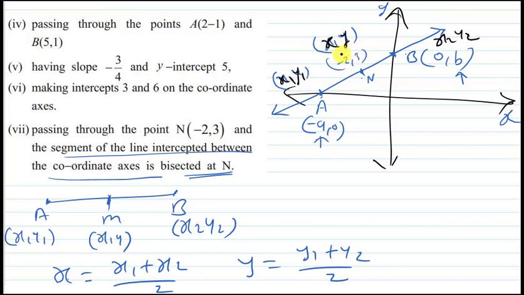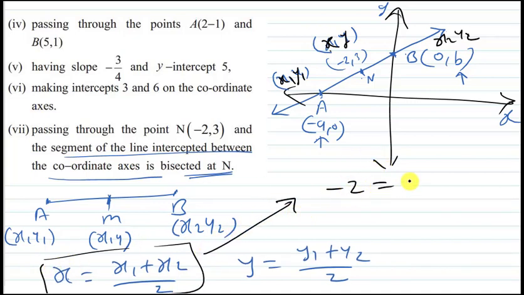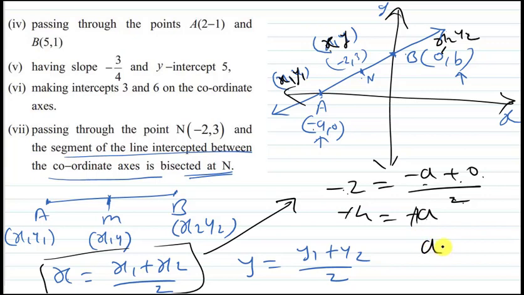Okay. Just apply the midpoint formula. For the x coordinate, just put into this formula. The value of x is, I am writing here, minus 2 equals the value of x1, which is minus a, plus the value of x2, which is 0, upon 2. I will multiply this 2 to the left-hand side. I will get minus 2 into 2, minus 4, equals minus a plus 0, minus a. Minus minus gets cancelled. So what I will get: a equals 4. Right? So now I know the value of the x-intercept.